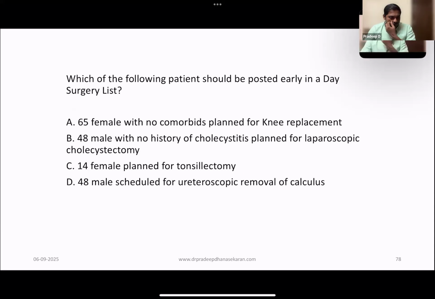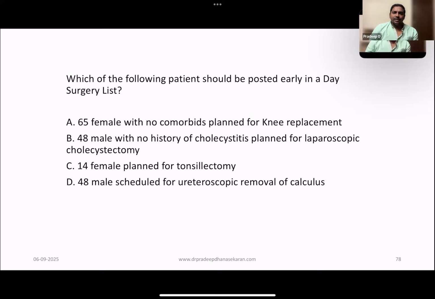Which of the following patients should be posted early in a day surgery list? A 65 female with no comorbids planned for knee replacement. 48 male with no history of cholecystitis planned for lap chole. 14 female planned for tonsillectomy. 48 male scheduled for ureteroscopic removal of calculus.